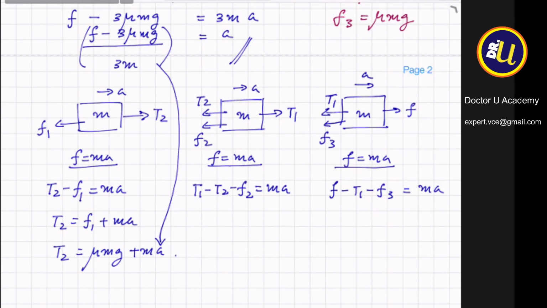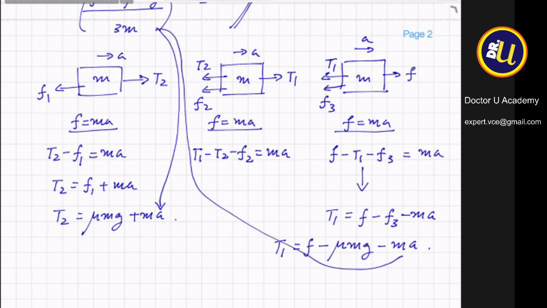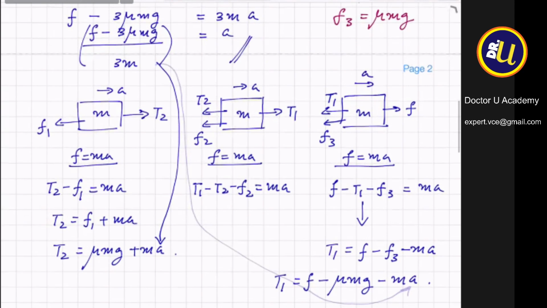Now T1, how to find T1? I will take the last equation and then make T1 the subject. So when I do that, I get F minus F3 minus ma. Again, F is given as F, F3 would be mu mg, minus ma. So again, you will get the acceleration from what you have obtained and put it here, you get the answer to that question.